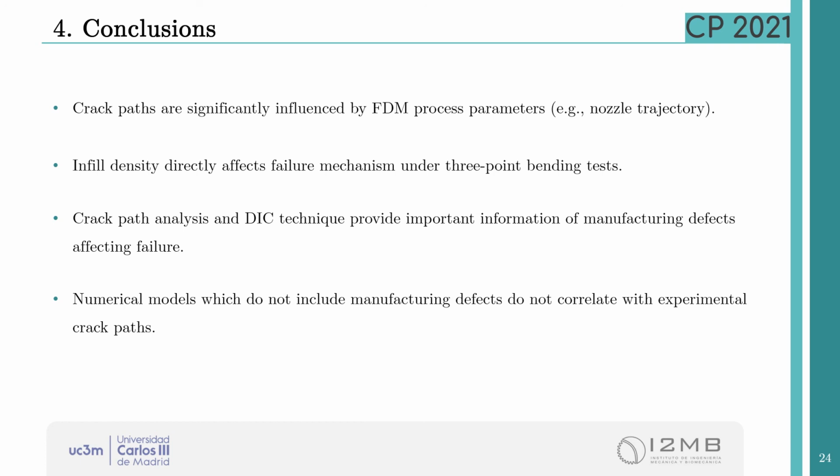It's important to make it clear that this is a preliminary work. More experimental tests should be done and a deeper numerical analysis, as well as a further study of the printing parameters trying to minimize the manufacturing defects.